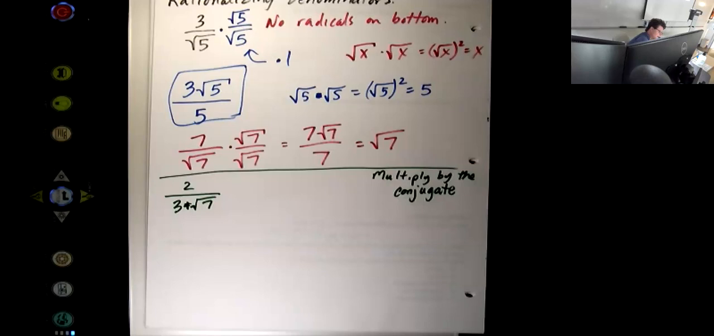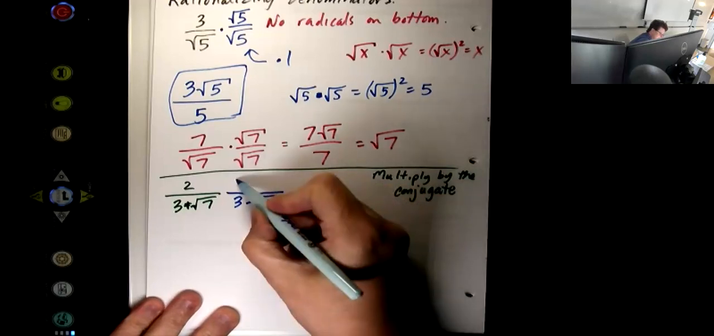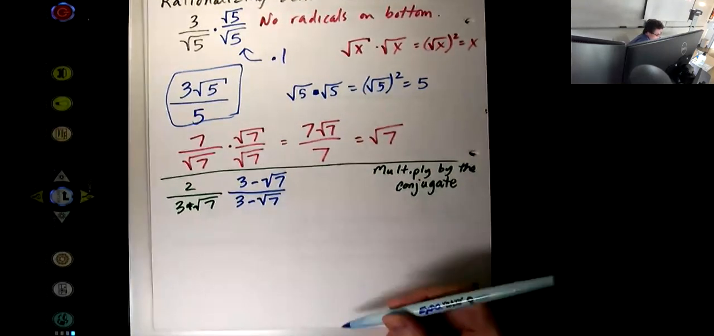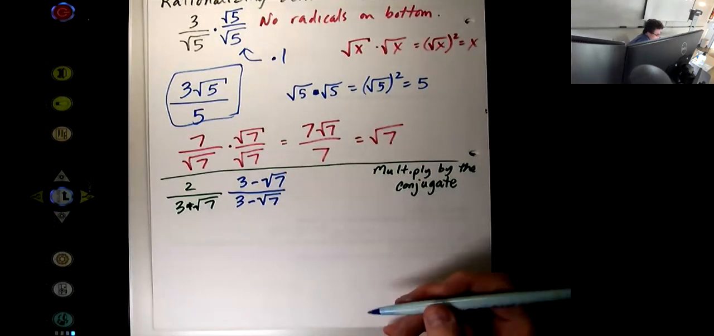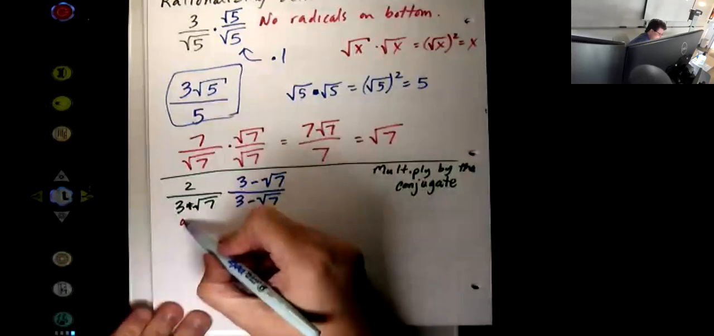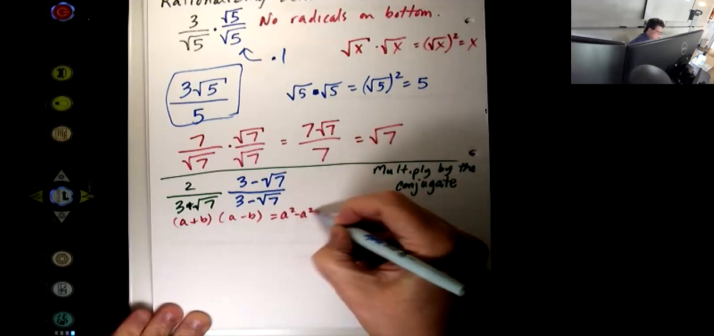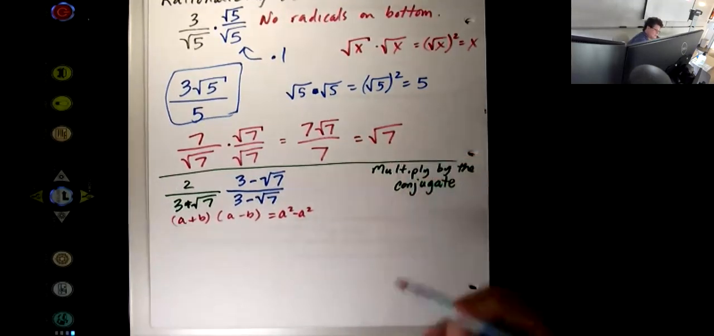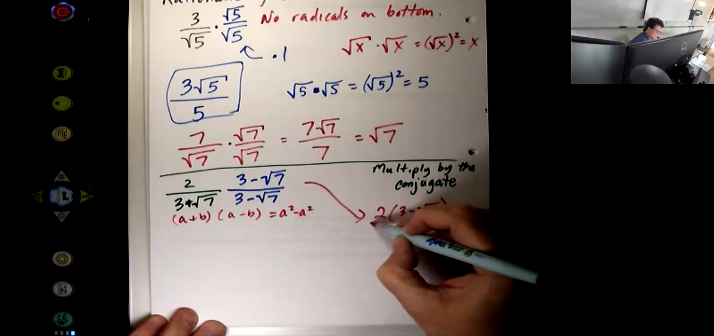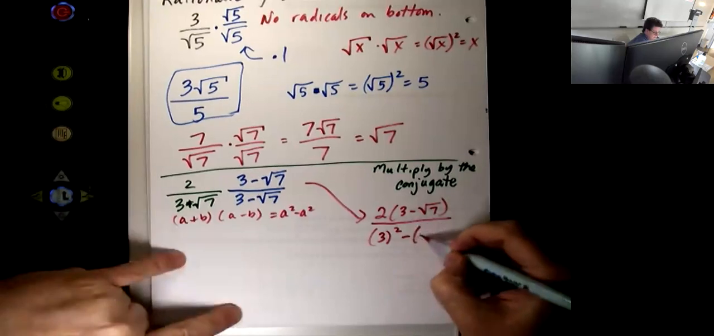The conjugate of 3 plus the square root of 7 is 3 minus the square root of 7. If I do it on the bottom, I need to do it on the top. This bottom is like (a plus b) times (a minus b). That's the difference of squares formula. So the top is 2 times (3 minus square root of 7). The bottom is 3 squared minus the square root of 7 squared.